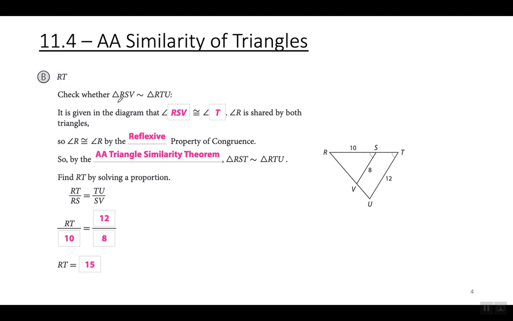So first of all, it says check whether the two triangles are similar. That's important because on your homework, you're going to have some where the two triangles, you cannot determine that they're similar, so therefore you can't get the answer.